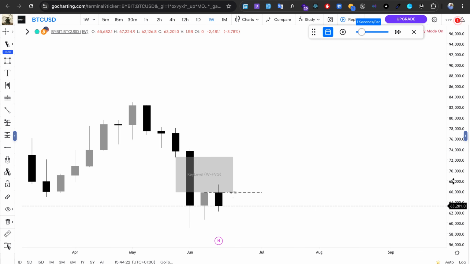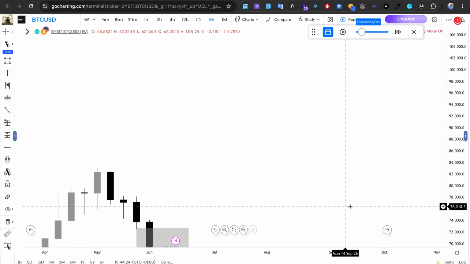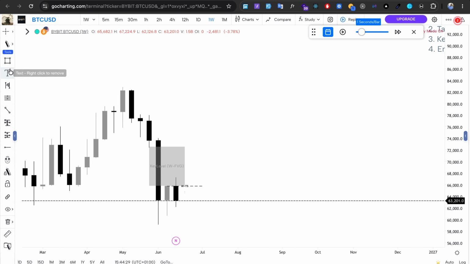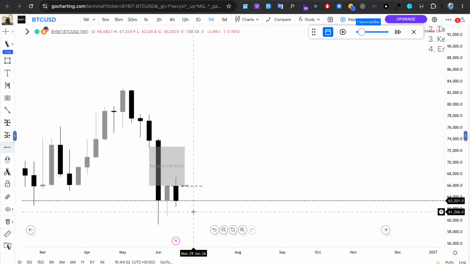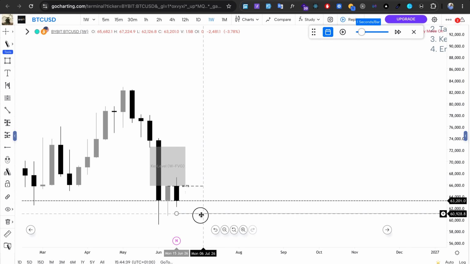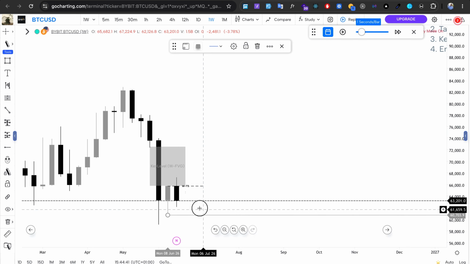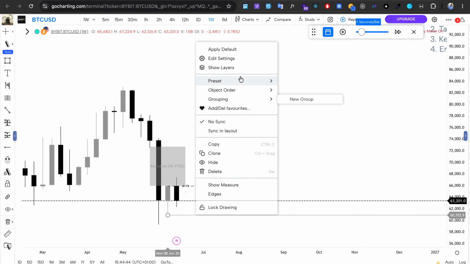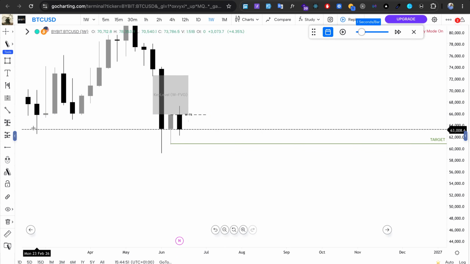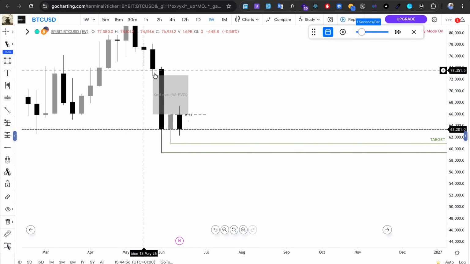So first of all, our target is going to be here. This is where the target is going to be. You can call it target, you can call it draw on liquidity. If you are familiar with CRT, it's going to be the target. This is also a target because of where the price is coming from.